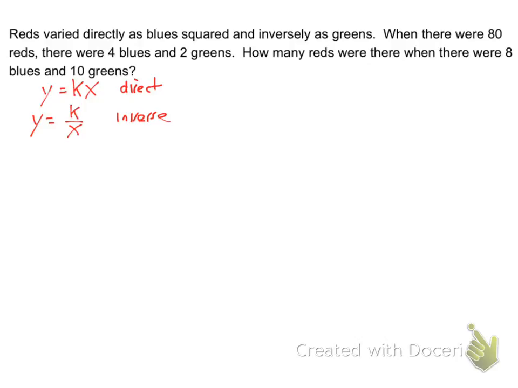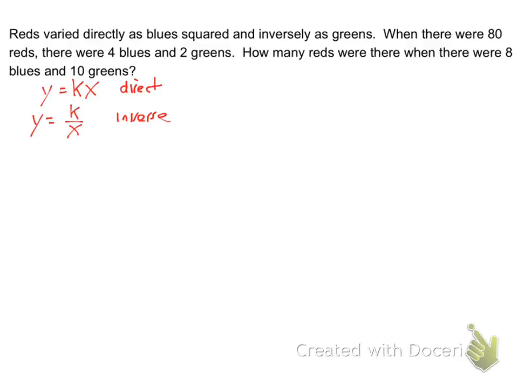The reds varied directly as blues squared, and inversely as greens. And then it goes on to tell you things about it. There were 80 reds when there were 4 blues and 2 greens. Some information. And then, to finish it off, it asks how many reds would there be if there were 8 blues and 10 greens? So we're starting to make a different mix of colors, right?